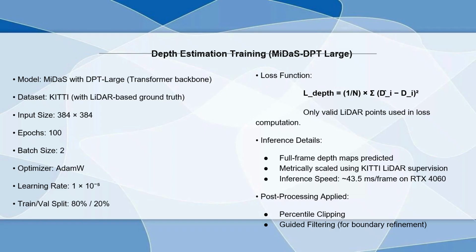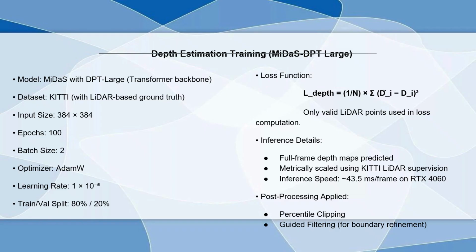For fine-tuning the MiDaS model, the dataset RGB image size is 384 x 384. This was also trained for 100 epochs, and the batch size is 2. The issue I had while training was that when I kept the batch size at 4, the training stopped, so I changed the batch size to 2. The optimizer is the same, AdamW, and the learning rate is 1 x 10^-5. The dataset split has been done in the same way for this fine-tuned model.